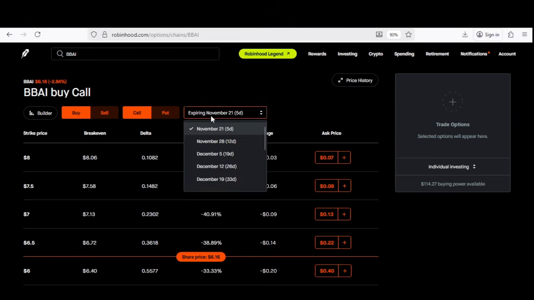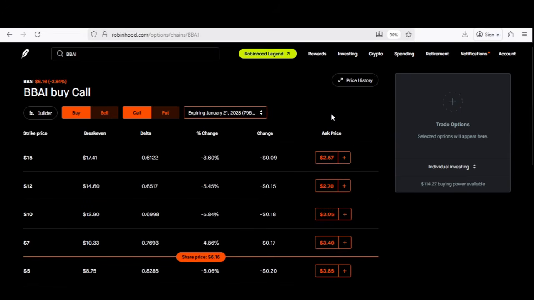And the expiration date we're going to be looking for, we're going to go all the way out to January 21st, 2028, and that's going to give us 796 days to expiration, or closer to 800 days to expiration. Now, the reason why I'm going all the way out there is because I already have an exit strategy in mind. I have zero intention of waiting until January 21st, 2028 in order to get out of this contract. Hence, I went all the way out there to choose that. And I'm going to show you the other reasons why I chose that particular strike date.